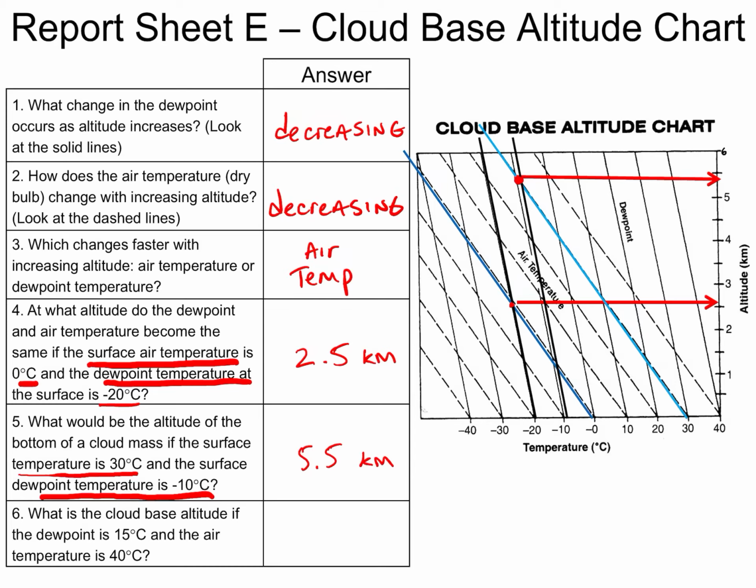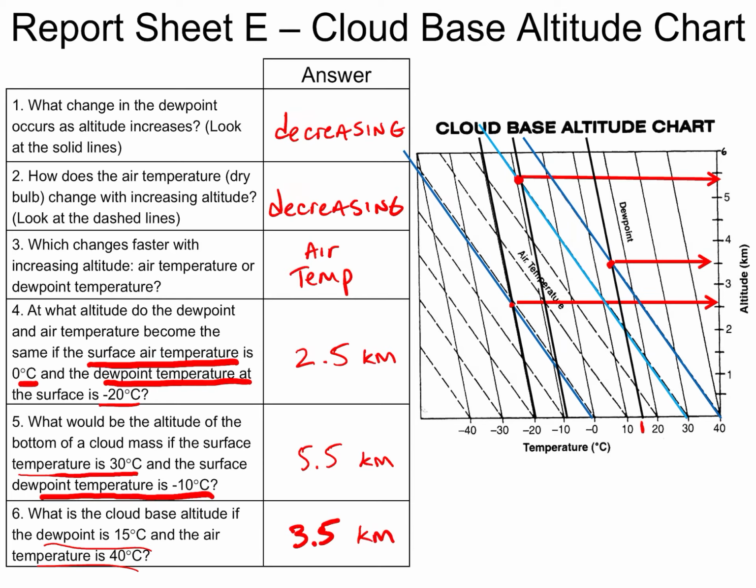In the last one: what is the cloud base altitude if the dew point is 15 and the air temperature is 40? 15 falls right in between 10 and 20, so we're right here. The air temperature is 40, so now we follow our dashed line of 40, and we meet right there. So our answer should be 3.5 kilometers.